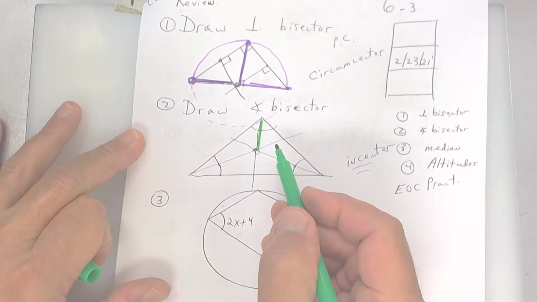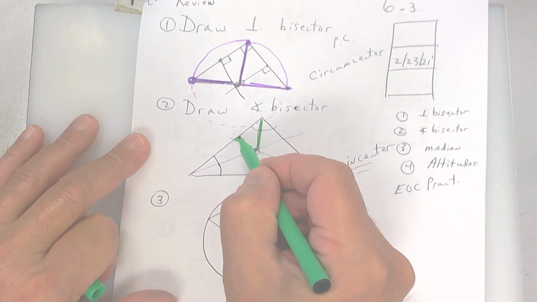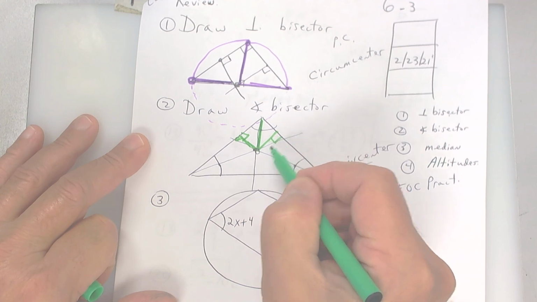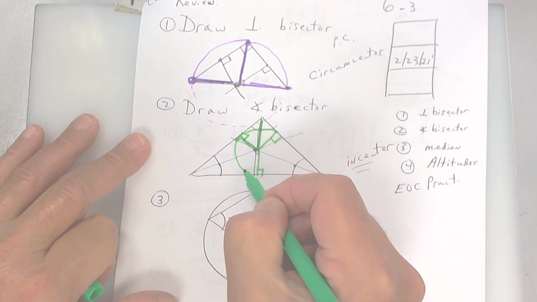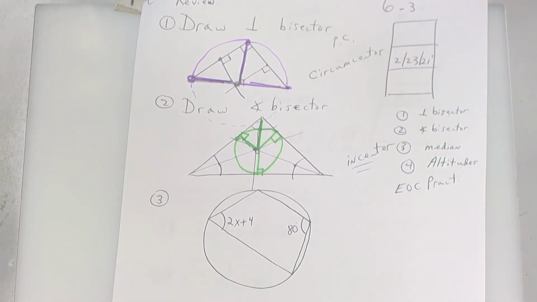So the distance from here to here, and actually that's not right. The distance to the sides is the same, and that's called your radius. So your circle goes around this way, and that's called inscribed. Okay, so we did circumscribed and inscribed.